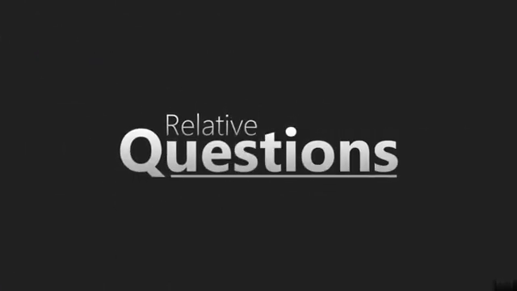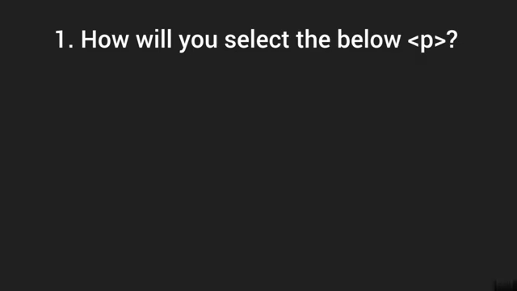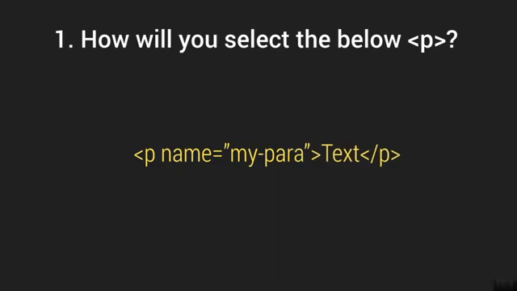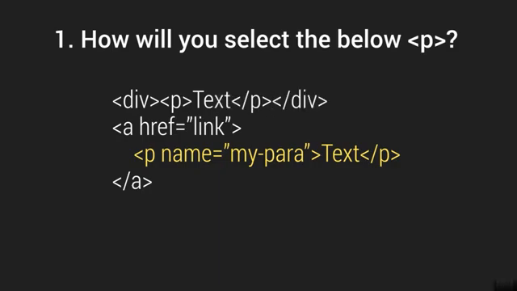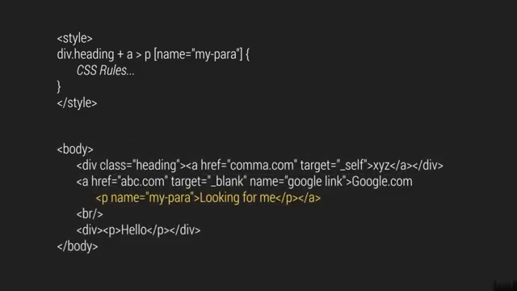Let's talk about a question. I am going to show a practical scenario here. How will you select the paragraph with the attribute selector, which has the name attribute defined and is the direct child of the anchor tag, which is adjacent to the div tag? This is the styling code which you can use to select the paragraph which has the name attribute defined as per the given conditions.